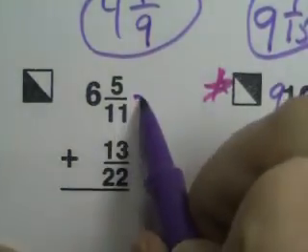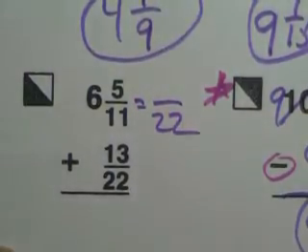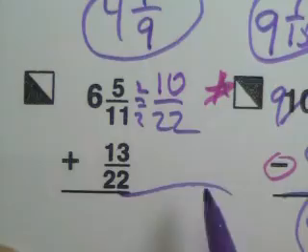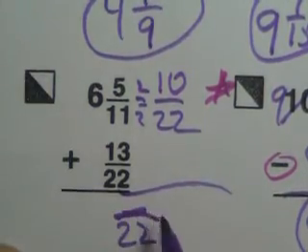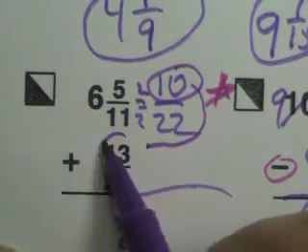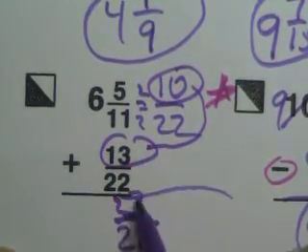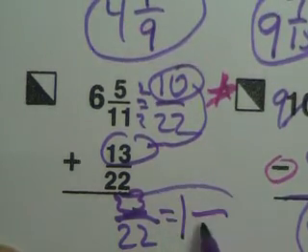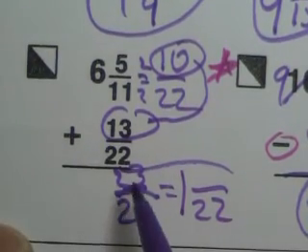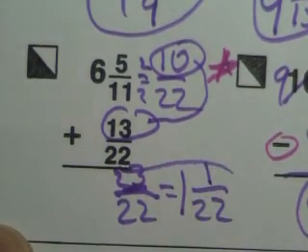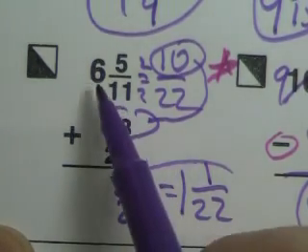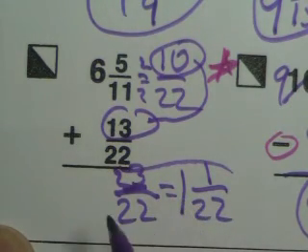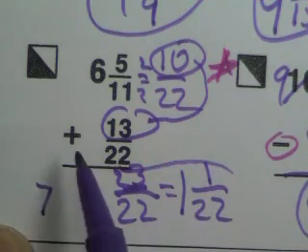Okay, last one. See, 11 and 22 will both go into 22. So 11 times 2 is 22. 5 times 2 is 10. Now I'll just add my numerators together. 10 and 13 makes 23. I'm sorry for the sloppiness. 22 can go into 23, so that can be reduced. 22 goes in there one time with 1 left over. All right, and then I have 6 and nothing. The 6, and so then I have 6, and then I have 1 more, so that makes 7 and 1/22.